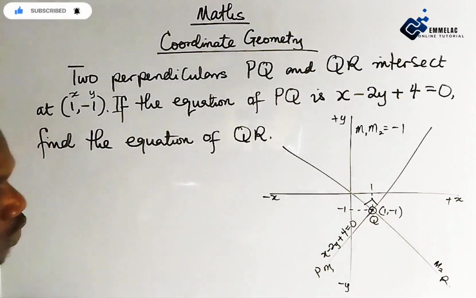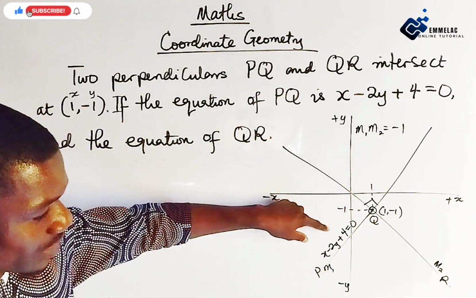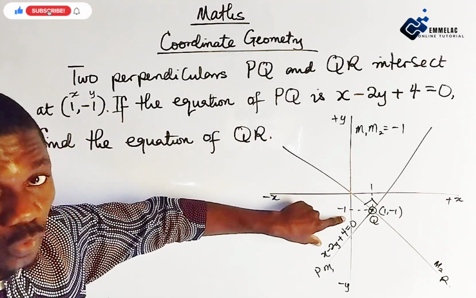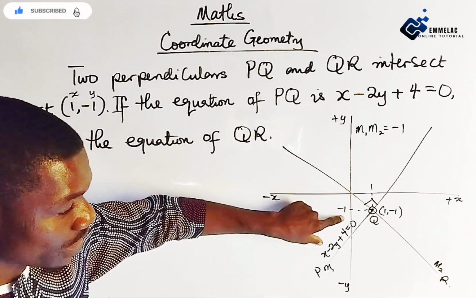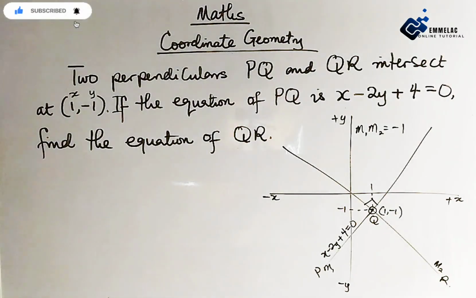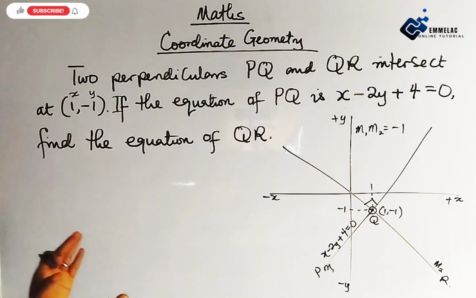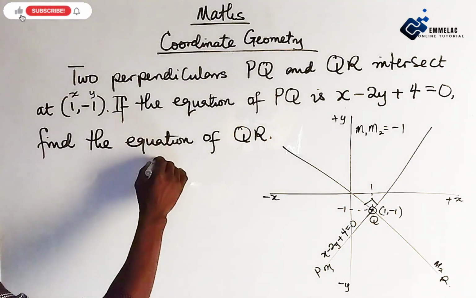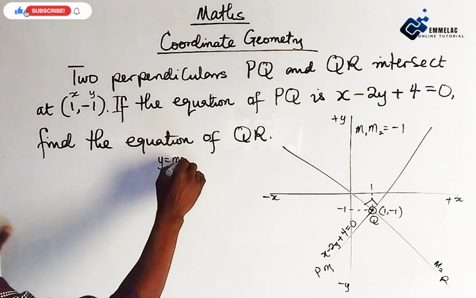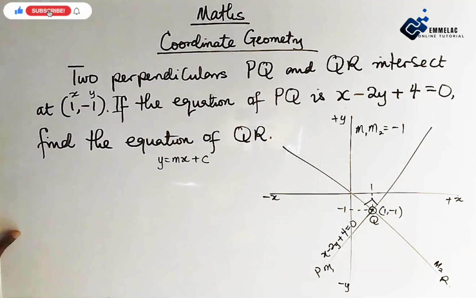However, we are told to find the equation of QR. At this point, first of all, what we need to do is to find the gradient for this equation. How do we do that? Let us recall that the equation of a line is normally y equals mx plus c.